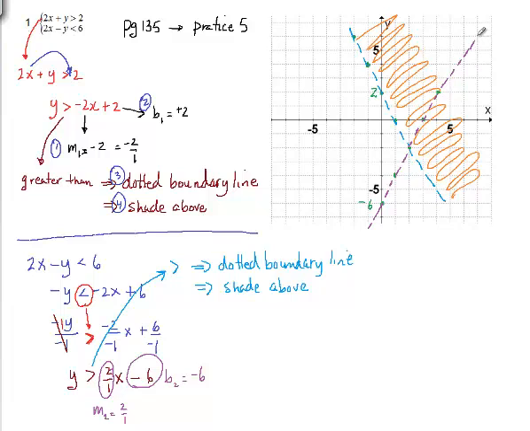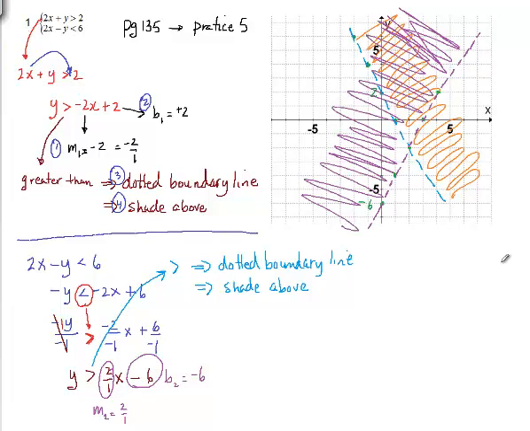Alright, now we are asked to shade above that. Above that, of course, will be in this region here. So it's above this line. Now, where do the two shaded areas overlap?